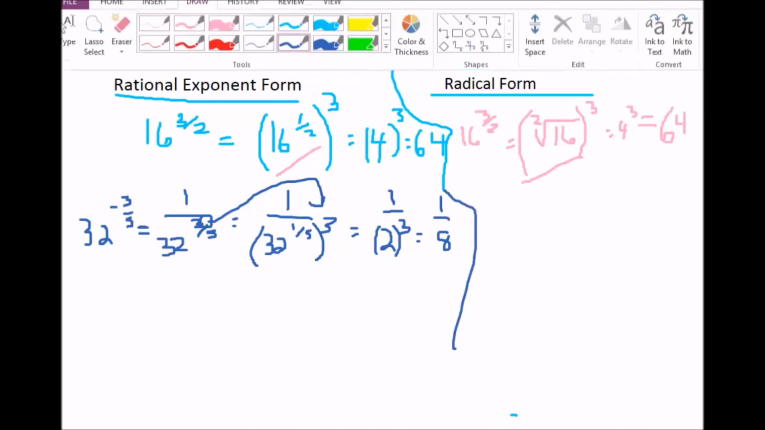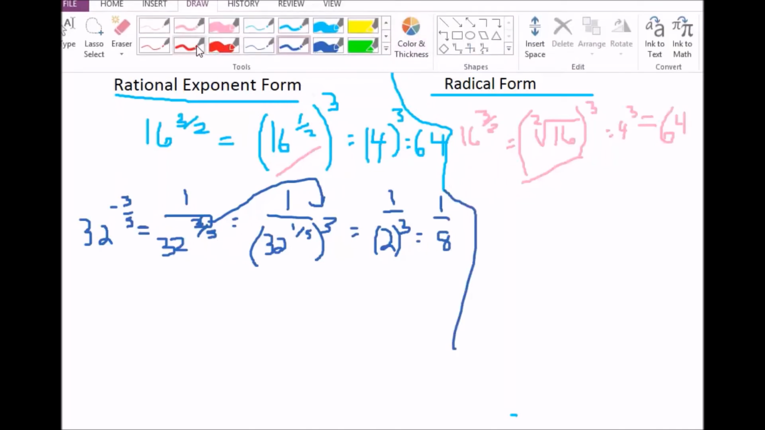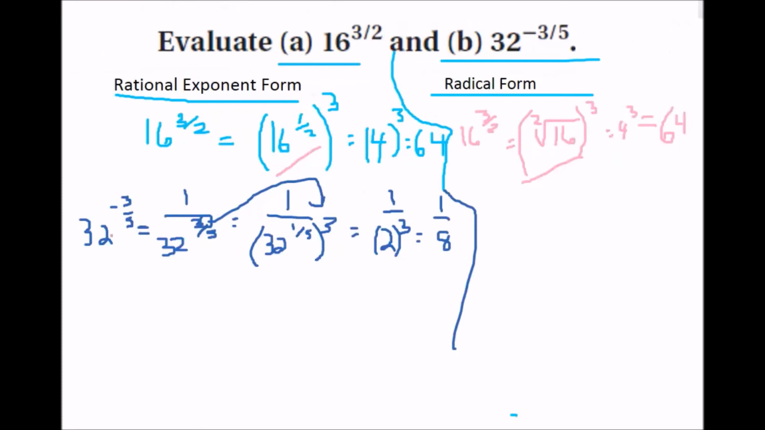Okay. And if we're going to do this in radical form, once again, same type of question. We're going to start the exact same way. We're going to put 1 over 32 to the 3/5. The first step's, of course, to move the negative exponent to the bottom. We're going to rewrite this as 1 over the 5th root of 32 to the 3rd power. The 5th root of 32 is 2, so 1 over 2 to the 3rd power, and you get 1 over 8 again.